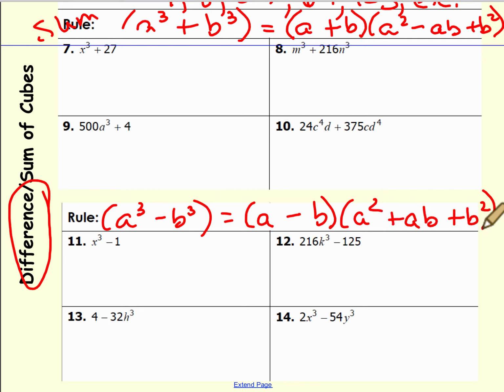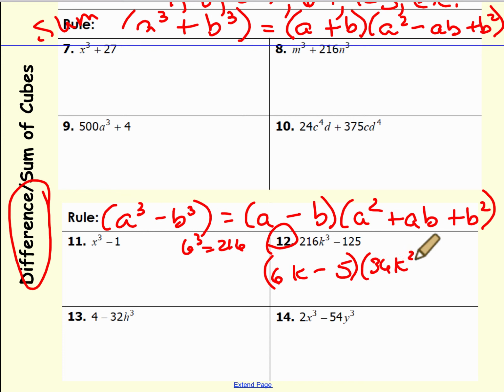Okay, let's go ahead and look at number 12. So 216 is 6 cubed. And we already know 5 cubed is 125. So cube root of 216 would be 6. Cube root of k cubed is k. Cube root of 125 is 5. Because of the minus sign, I put a minus. Everything else is a plus. Square 6 and k. Multiply 5 and 6k, ignoring the sign. Square the 5.